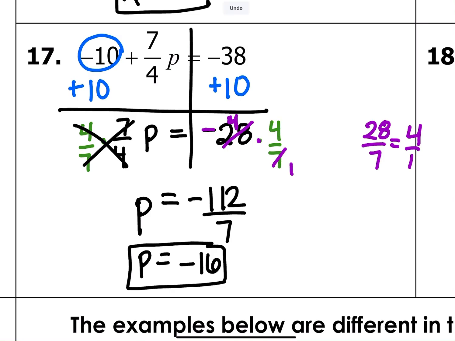So by cross canceling, it actually saves a lot of time from having a large number to deal with. But again, it's up to you.